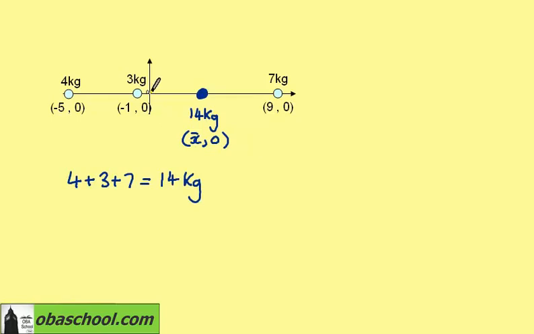To get the position right, the turning effect for our centre of mass must be the same as the turning effect for the other objects. Let's take moments about the y-axis. In order to do this, let's collect information about the mass and position of each object involved.